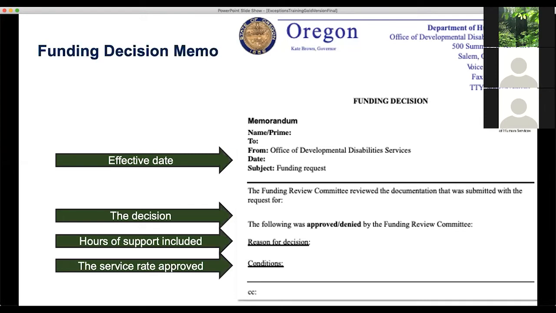And then we're going to give that service rate. The service rate is going to capture the total amount of support that that individual gets through their funding. What's that service rate for that provider? And then there'll be an expiration date as well. This is something that we're going to have some follow-up information for you all on, because the expiration dates are going to feel a little more complicated as we get into this.